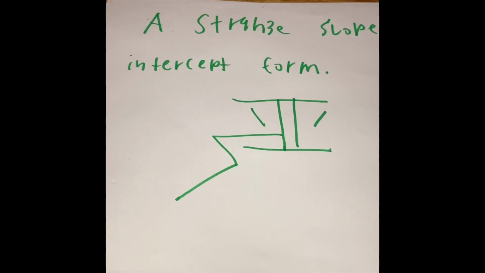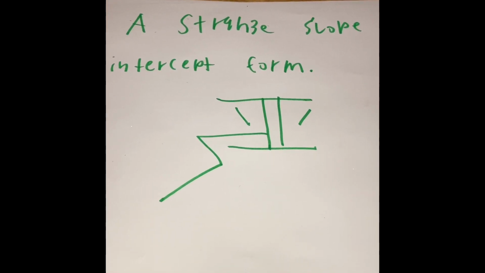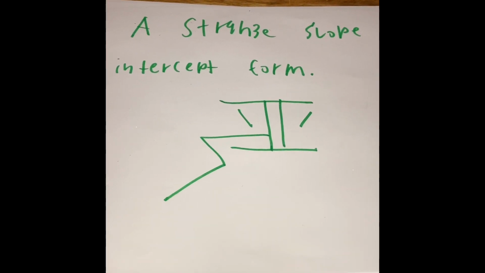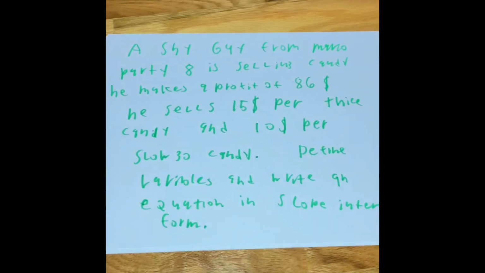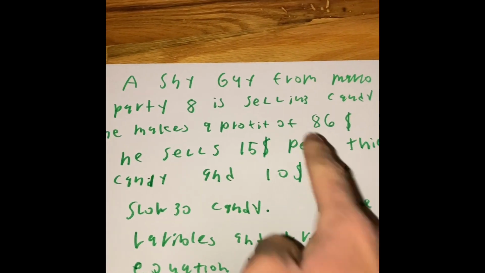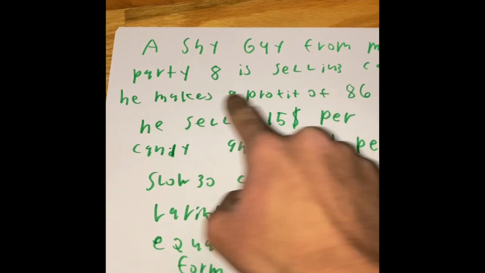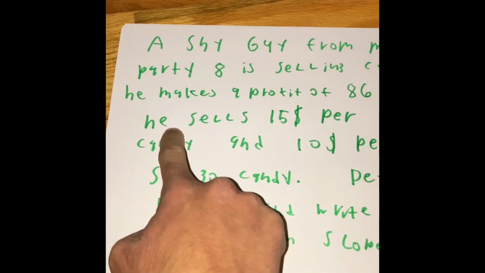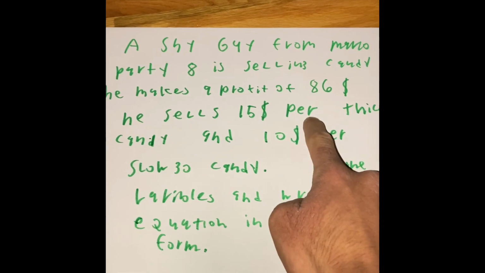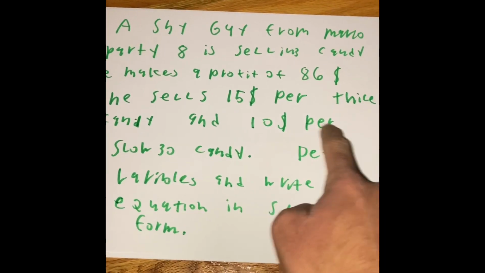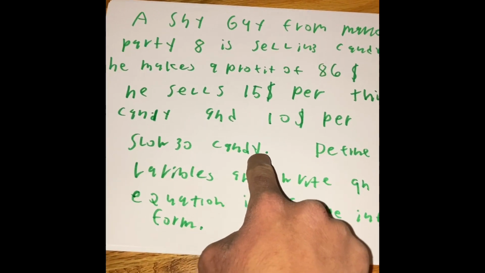We're going to be using a word problem, and what we're going to try to do is change it to slope-intercept form. So here is the problem. A Shy Guy from Mario Party 8 is selling candy. He makes a profit of $86 in total. He sells $15 per every Thrice candy he sells and $10 per every Slow-Go candy he sells.